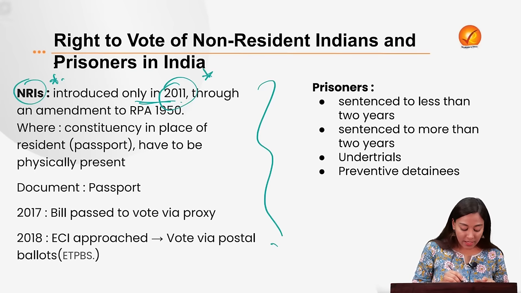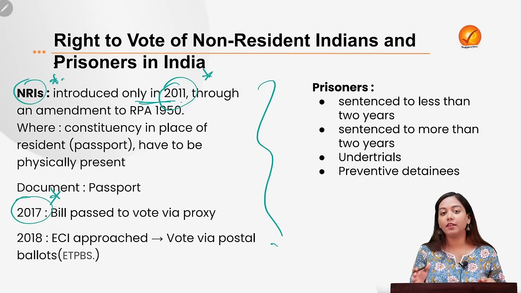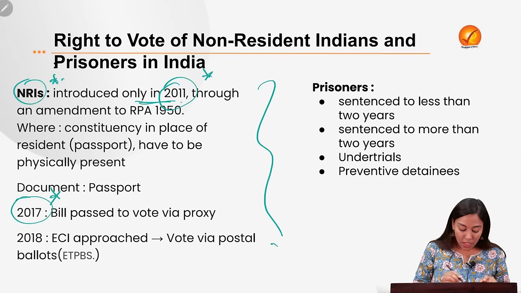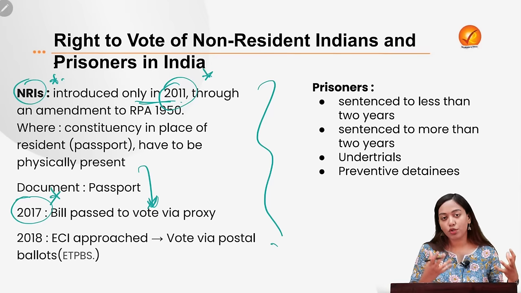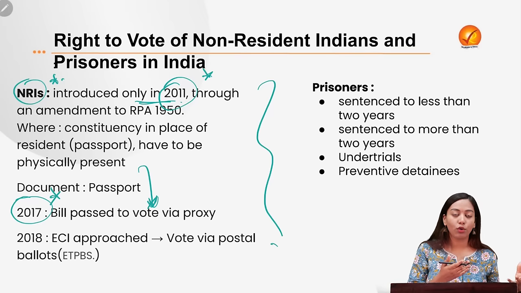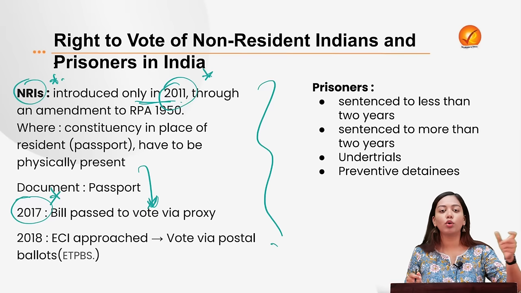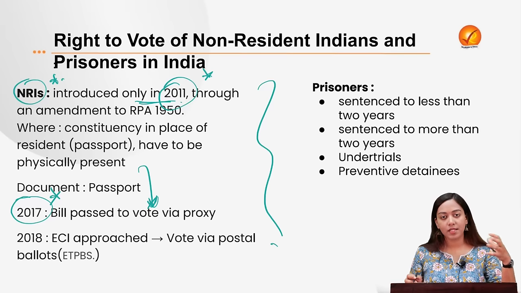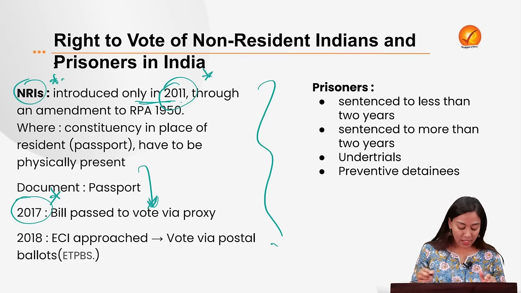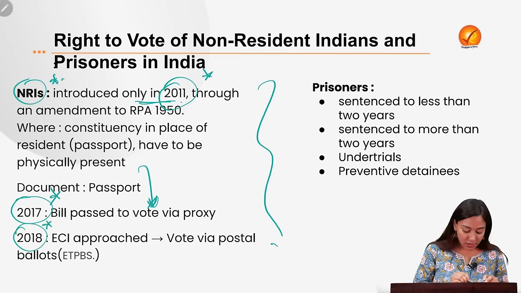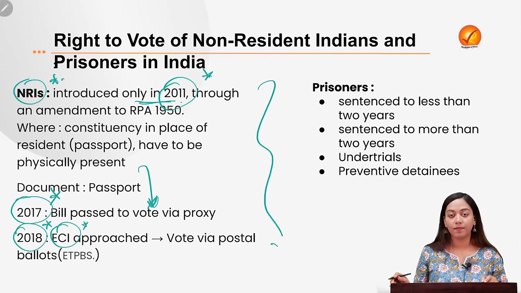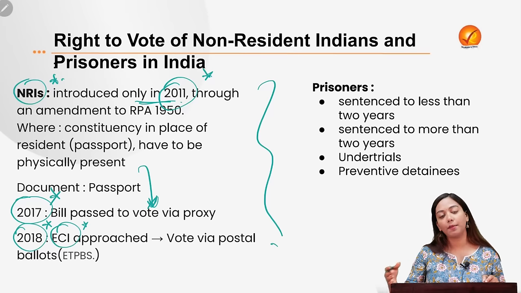electoral or voting right. But in 2017, the Election Commission said that this is very retrograde, and that we want to enable them, because this is a huge resource pool and we are losing out on their votes. Rather, we should bring them, or we should allow a proxy to vote in their place. This bill was in the parliament, but it got rejected. So finally, in 2018, the Election Commission of India proposed a new change, and this was incorporated via an RPA amendment.